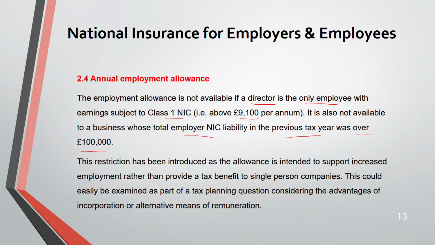Now, why is this? This restriction has been introduced as the allowance is intended to support increased employment. They are saying bring more and more people rather than keeping just one person, because if you are keeping only one employee, you are not going to get any benefit. That 5,000 you can't deduct. But if you are keeping more and more employees, you are going to get the 5,000 allowance. So this will encourage employment. Remember, this could be asked as part of a tax planning question.